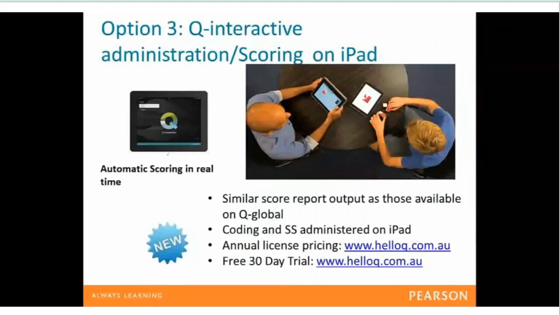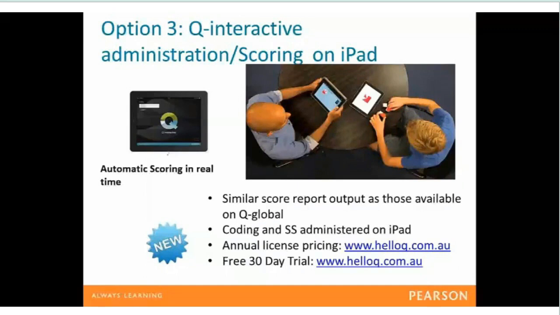The third option for the WISC is going more paper-free, more digital. This is called Q Interactive, and it's where you don't buy the traditional kit at all. It's where you administer and score the test on the iPad. As you can see in the picture here, the psychologist is looking at the iPad. That's taking the place of the administration manual. He's also recording responses on the iPad, so the iPad takes the place of the record form.